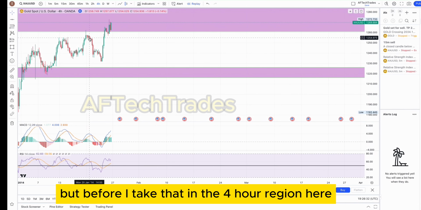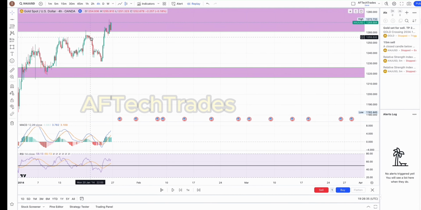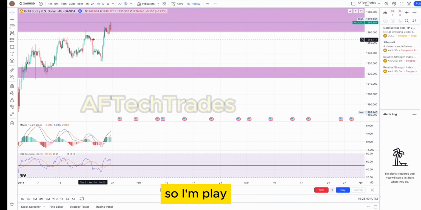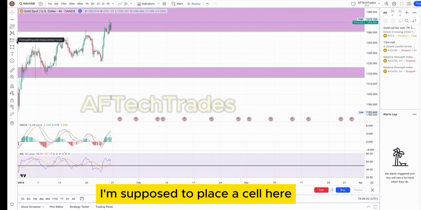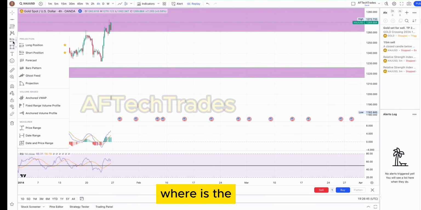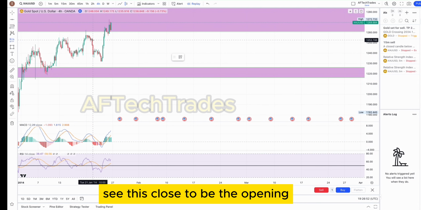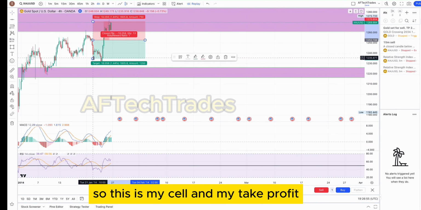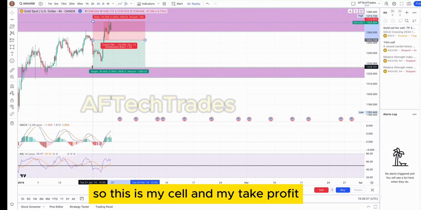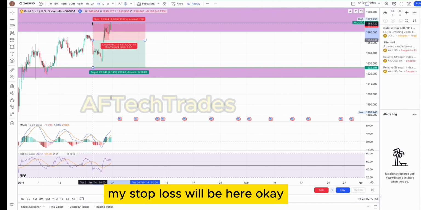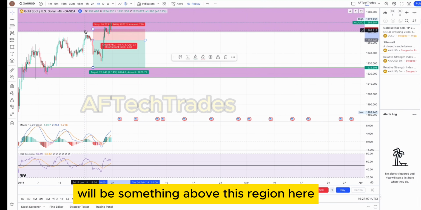But before I take that, in the 4-hour region here, I have an entry position. I have a sell entry here because this is the engulfing candle. So I'm supposed to place a sell here. Let's do this. So my sell, see this close, it will be the opening. This is the opening here. So this is my sell, and my first take profit target will be here. My stop loss will be something above this region here.